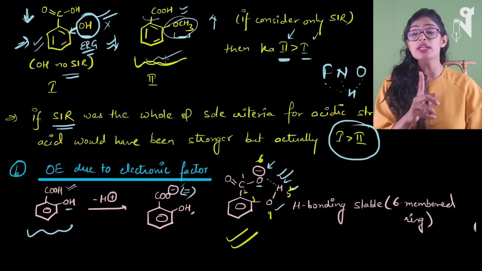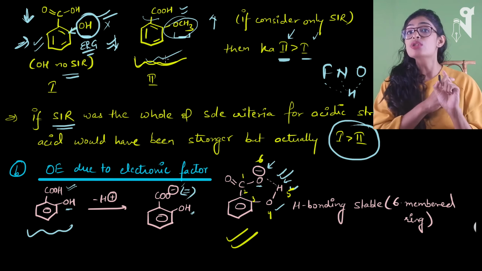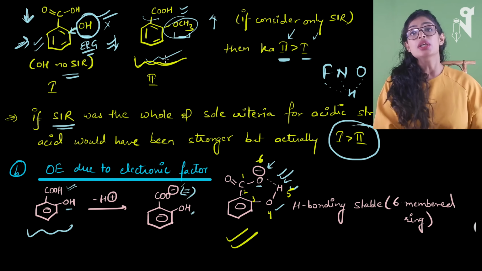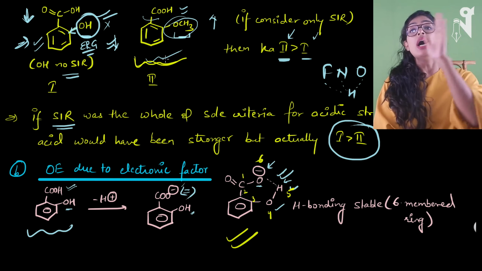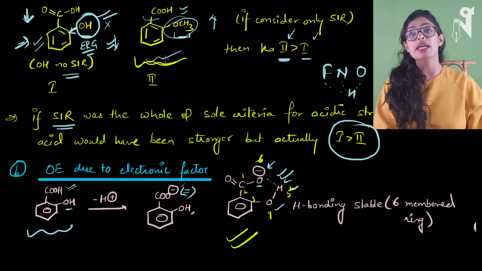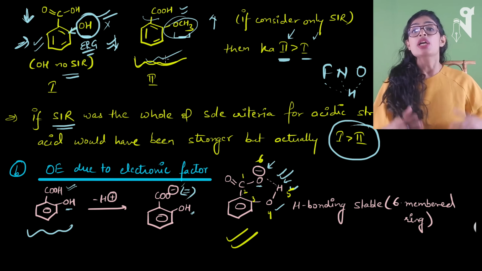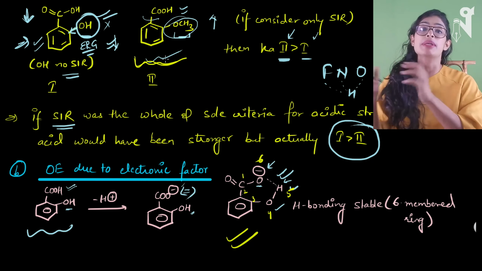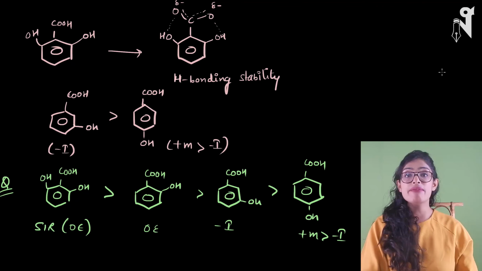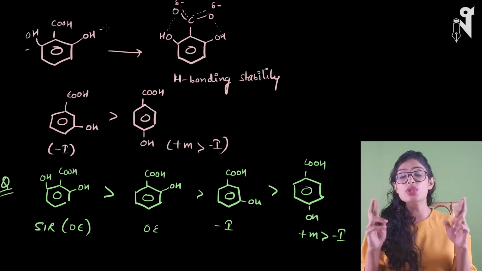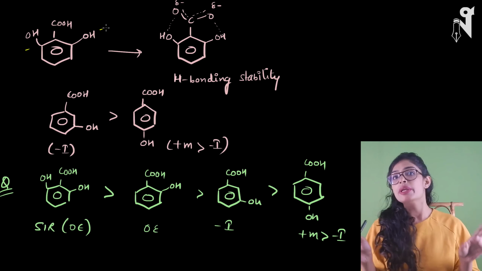So your ortho effect is not just because of SIR, but also because of the electronic factor. Which electronic factor worked over here? Hydrogen bonding. That too, after hydrogen bonding, we are getting a 6-membered cyclic ring, which is making my conjugate base much more stable. And that is why your ortho hydroxy benzoic acid is much more acidic than your ortho methoxy benzoic acid. Exactly the same way, look at this molecule. I have COOH with OH and OH over here. 2 OH are on the ortho positions. Both will not participate in the SIR.